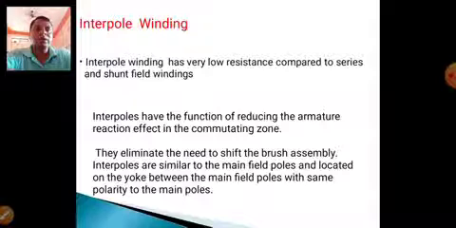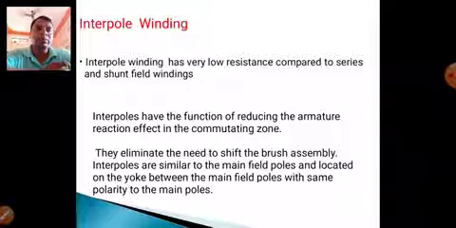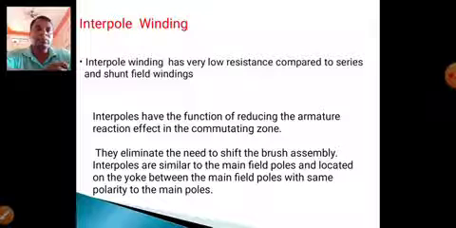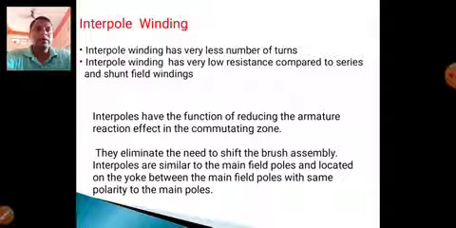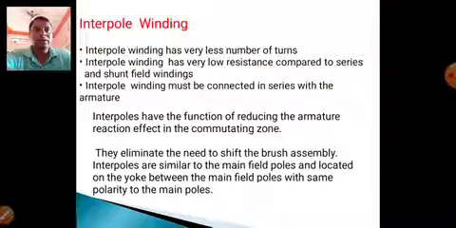Interpoles are similar to the main field poles and are located on the yoke between the main field poles, with the same polarity. Right? The main point here is the same polarity. The interpoles have the same polarity as the main pole ahead of them, between two main poles. The main function of interpoles is to reduce the armature reaction effect. They have low resistance compared to other field windings and fewer turns. Interpoles must be connected in series with the armature.